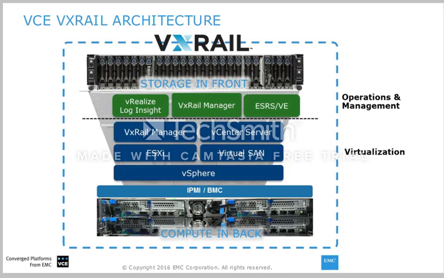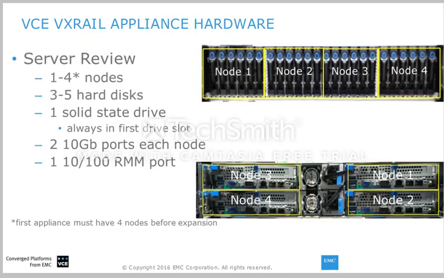Let's look at some physical attributes of this environment. The VXRail appliance server specifications include a chassis with 1 to 4 nodes each, self-contained with dual processors and a minimum of 128 gigabytes of memory. That's for a smaller configuration. Larger configuration options are available, but each node in the appliance should have the same amount of memory resources.